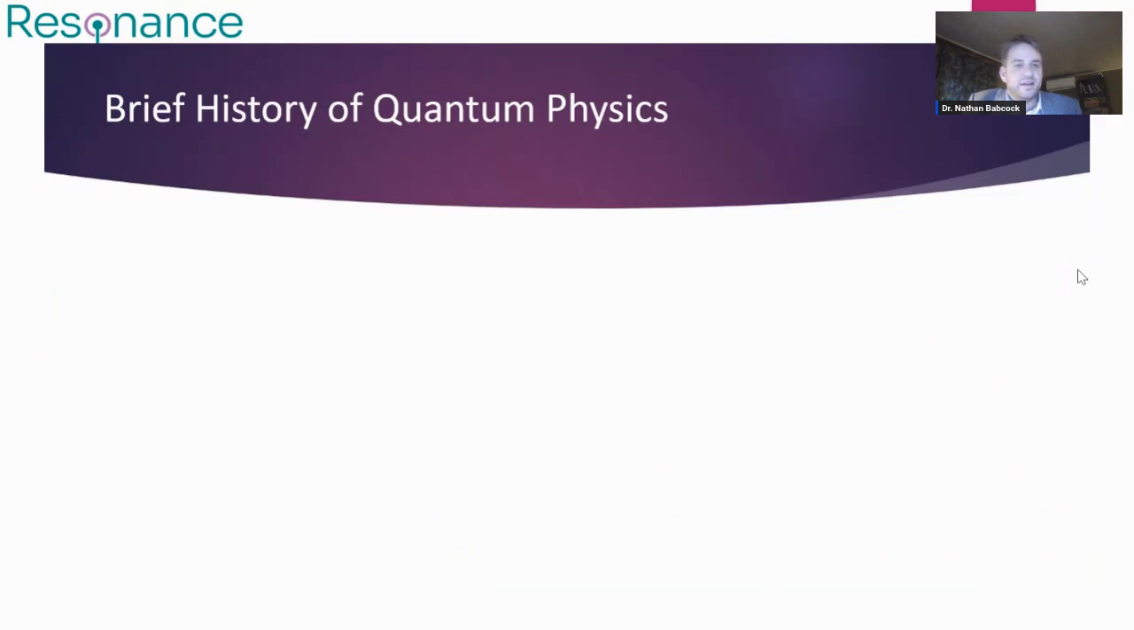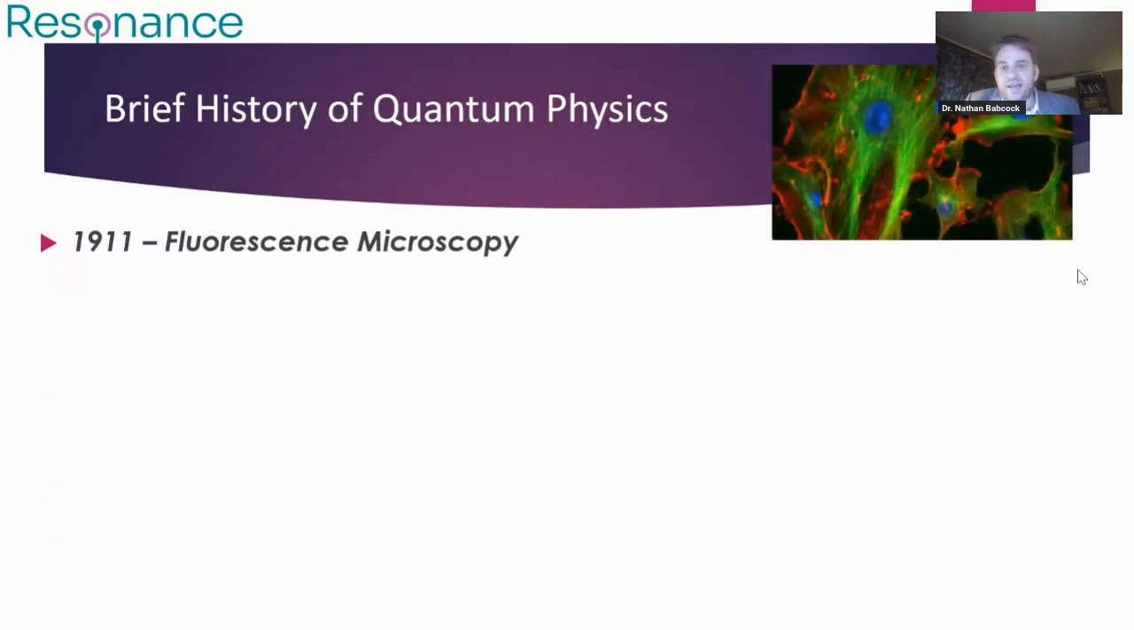To begin, I'd like to provide a brief history of quantum physics, given in terms of the technology that has enabled over the years. Going back to 1911, fluorescence microscopy has allowed us to look into cells using fluorescent dyes to show the various parts of living cells. In the picture we see here, the nucleus of cells stained in blue, with the cytoskeleton shown in green and the actin filaments shown in orange color.